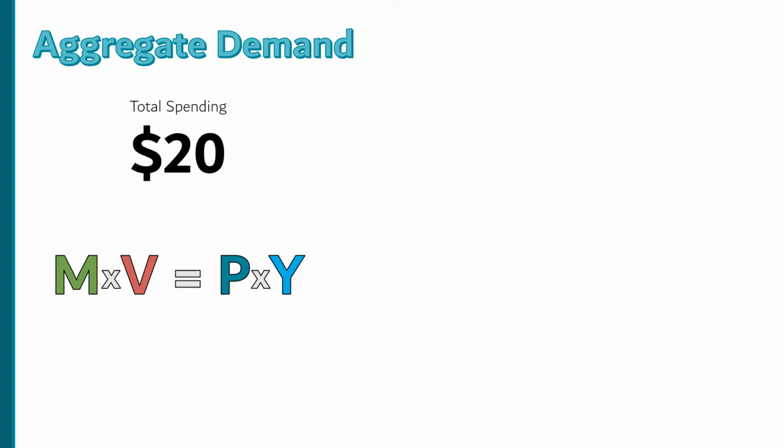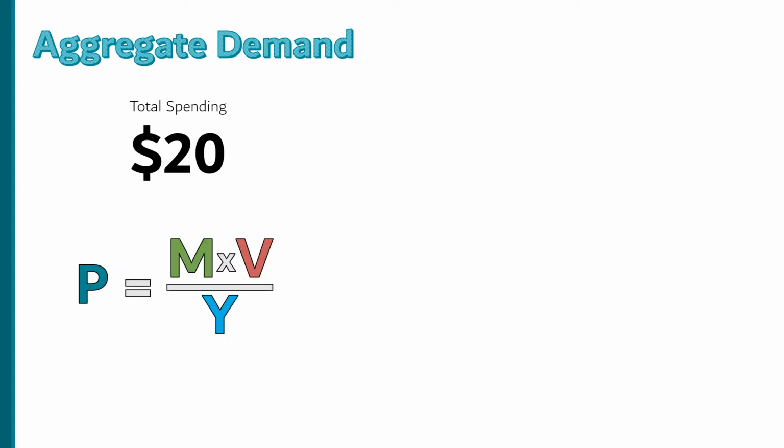To help us see how this is going to work, I'm going to rearrange this equation by dividing both sides by Y. When I do that, I get that P is equal to M times V divided by Y. This is the same equation, just rearranged. The numerator, M times V, tells us the total amount of spending in the economy. Since we know that the total spending is $20, we can replace that in the equation. And now we just have two variables left, P, the price level, and Y, real GDP.